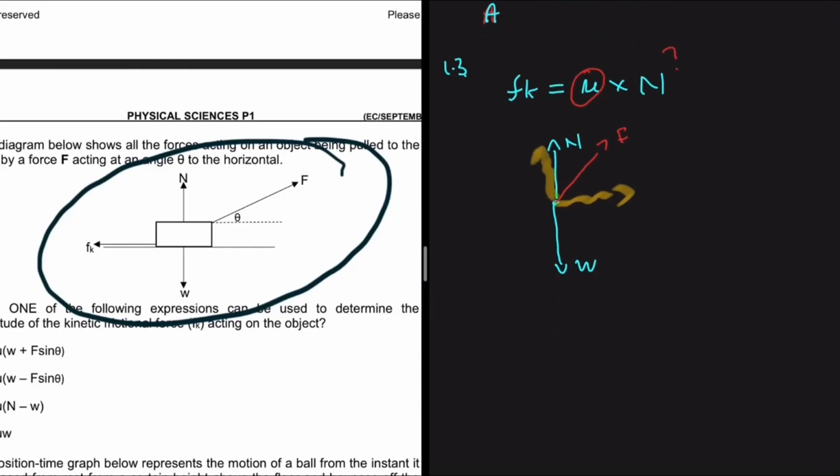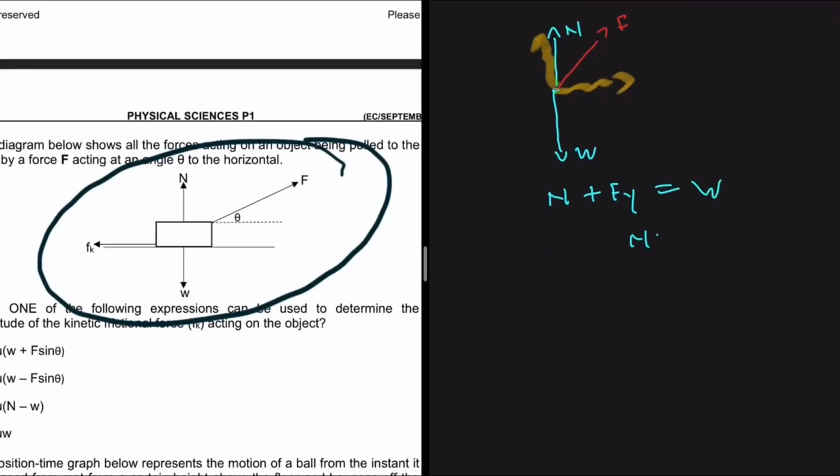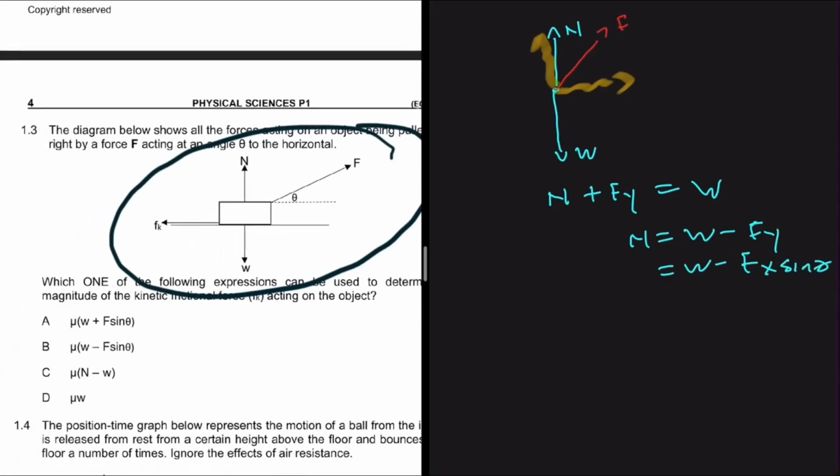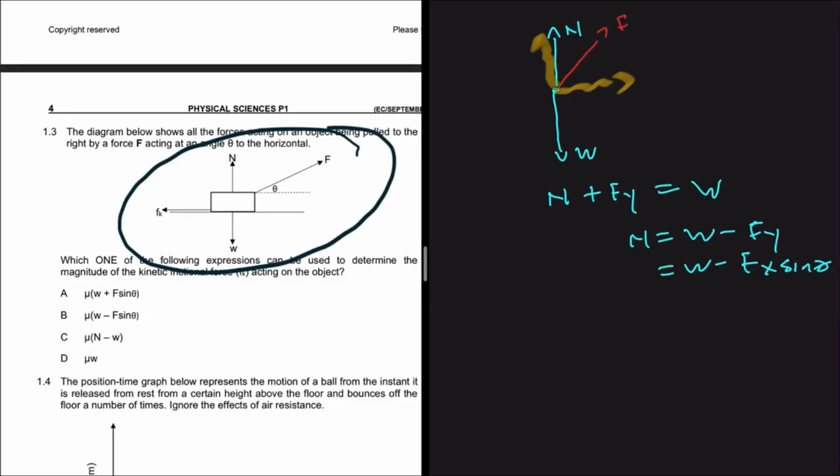right? So now you can see that the normal force plus the vertical component of the applied force is equal to the weight, right? So now the normal force becomes the weight minus the vertical component of the applied force. But then how do we find that vertical component of the applied force? We say the force multiplied by sine of theta, right? And which option is that in our options? So we have the weight minus the force.